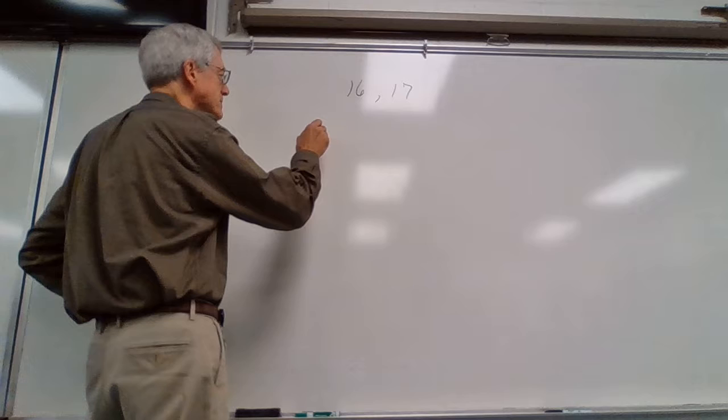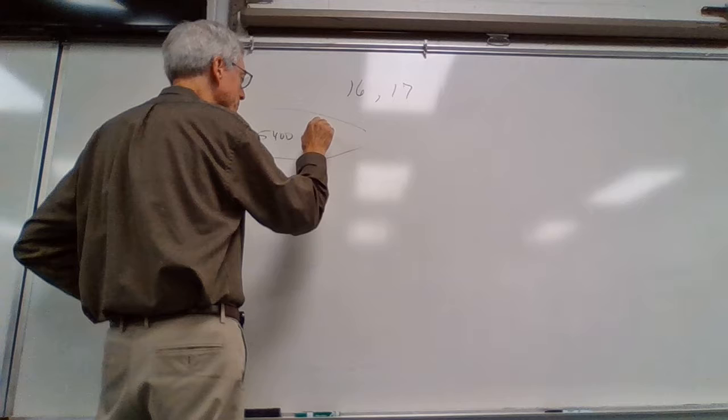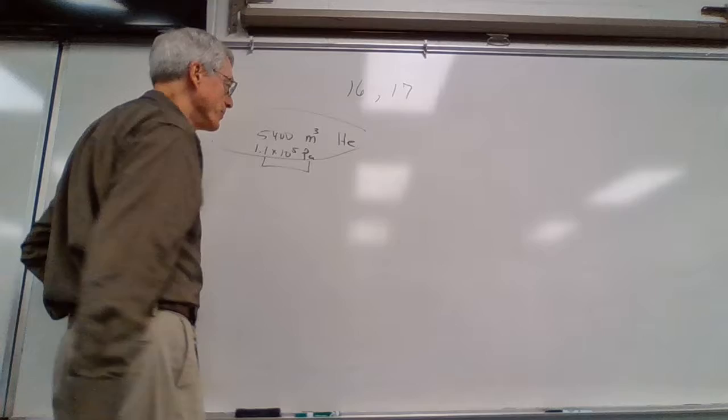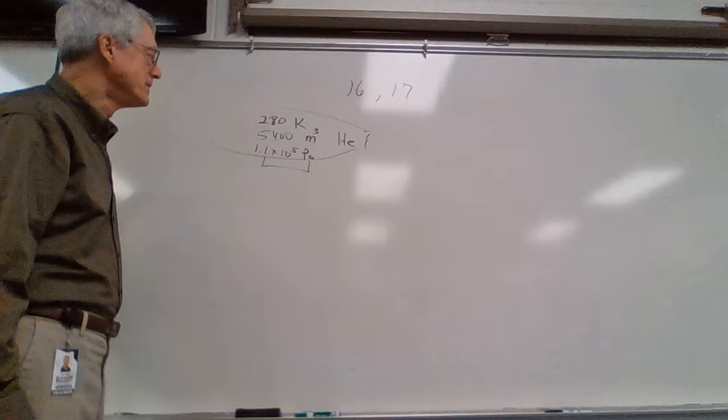A Goodyear blimp typically contains 5,400 cubic meters of helium at an absolute pressure of 1.1 times 10 to the 5th pascals. Wait, we're going to reread that. Was that cubic meters of helium? Yes. Okay, what was the pressure again? 1.1 times 10 to the 5th pascals. Okay. It's inside the Goodyear blimp. The temperature of the helium is 280 kelvins. 280 kelvins. All right. What is the mass in kilograms of the helium in the blimp?